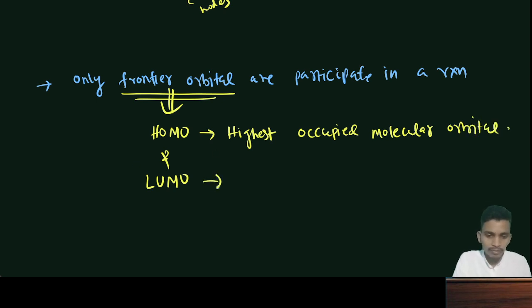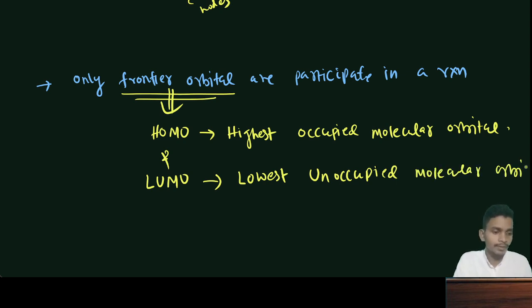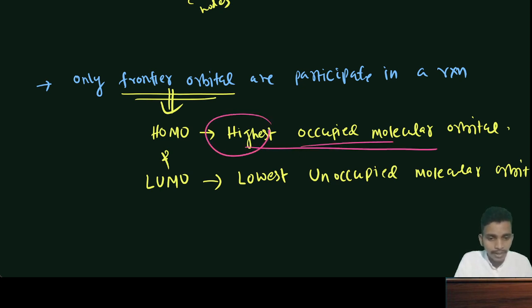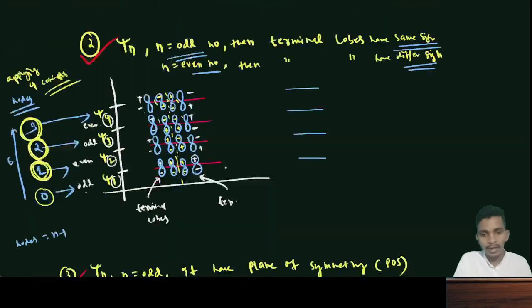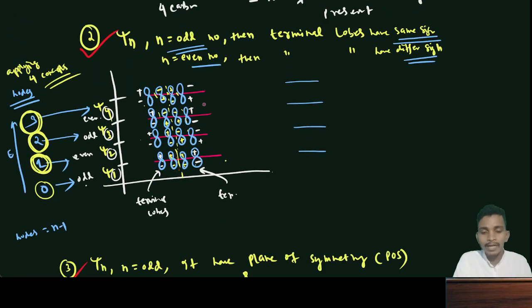And what is LUMO? LUMO stands for lowest unoccupied molecular orbital. It means one is the highest occupied, that has to be occupied and highest. Another is the lowest, and that has to be unoccupied. So only these two participate in the reaction. Although we have four energy levels, we will look at which is the highest occupied and which is the lowest unoccupied.